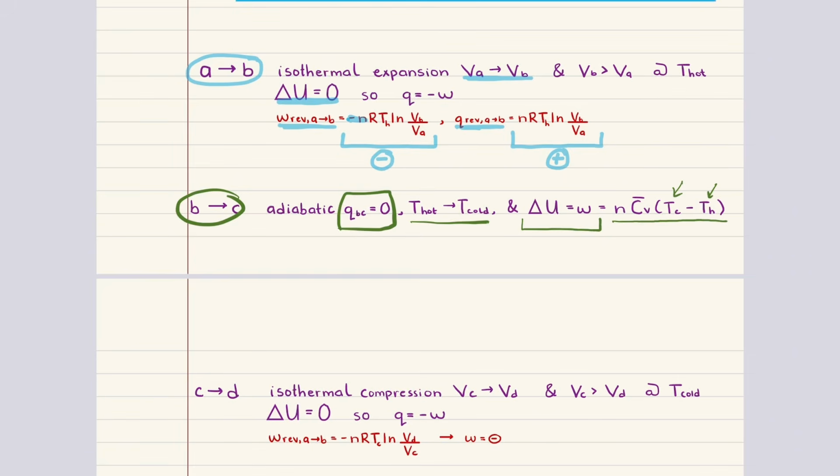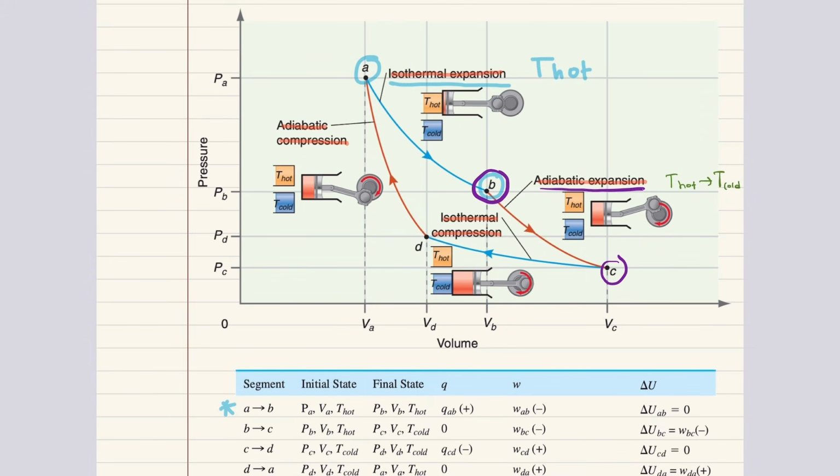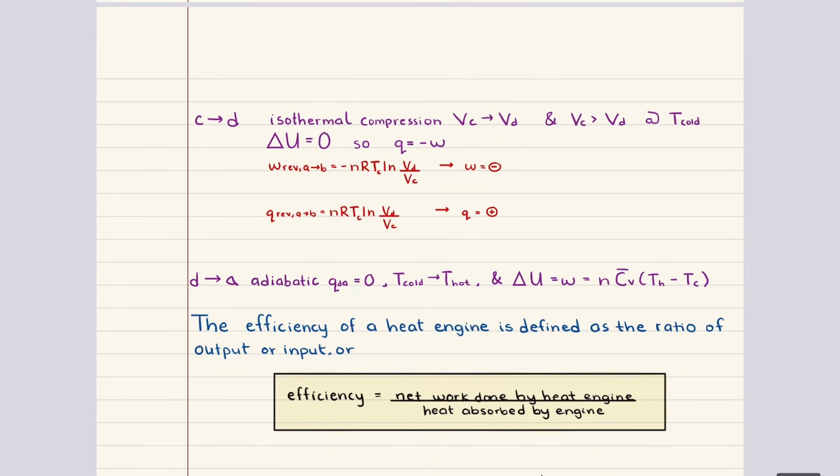This is going to be a negative value. Then we go to the third segment from C to D, and here we have isothermal compression at T cold. We now put the gas in contact with the cold reservoir, and we compress it from VC to VD at a constant temperature T cold.